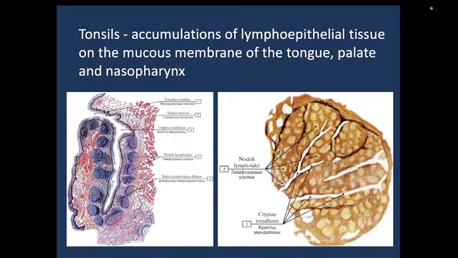Next organs are tonsils. Tonsils are an accumulation of lymphoepithelial tissue of the mucous membrane of the tongue, palate, and nasopharynx. As I said before, these are six organs, two paired and two unpaired, located just behind the oral cavity.